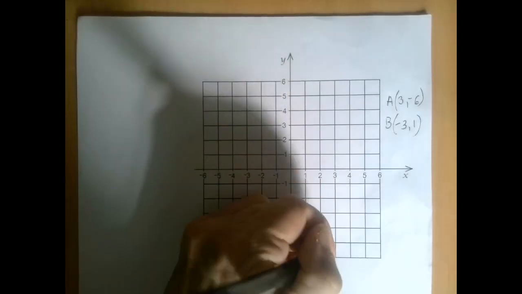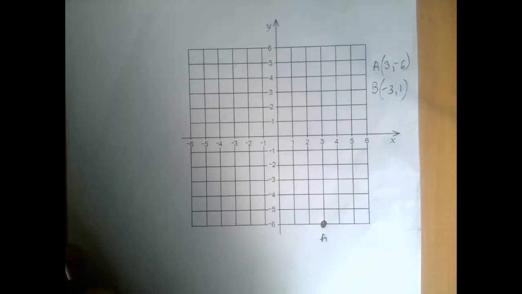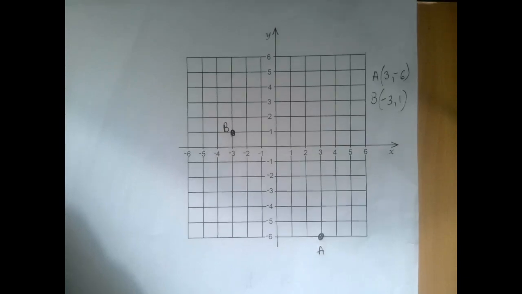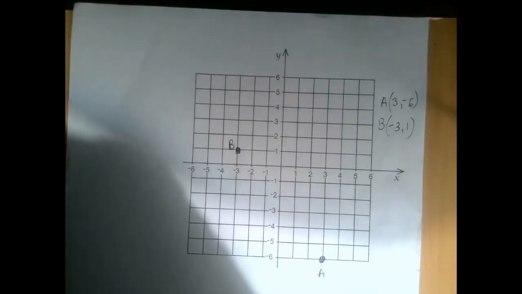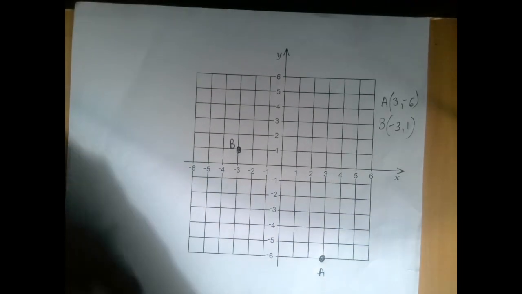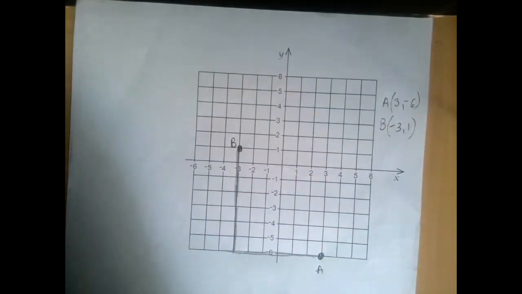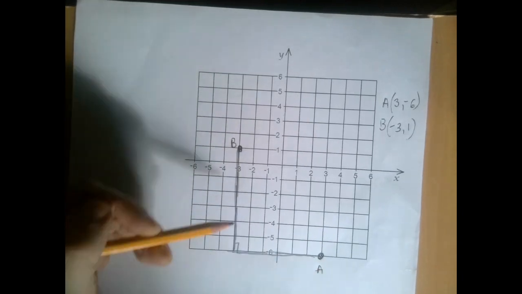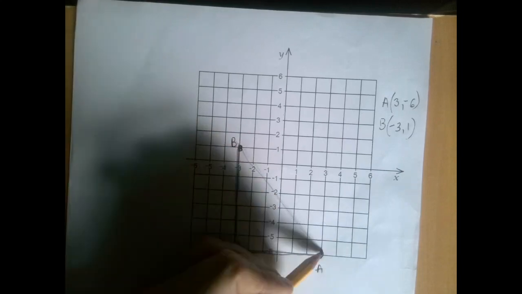3, -6 is here, so that's A. And -3, 1 would be here. Okay. So there are 2 possible ways to do that. The first one is to recognize that the rectangular coordinate system has a lot of rectangles, which means there are lots of right angles. So it is very easy to find a right triangle where we happen to easily figure out the sides and then apply the Pythagorean theorem to find the hypotenuse.